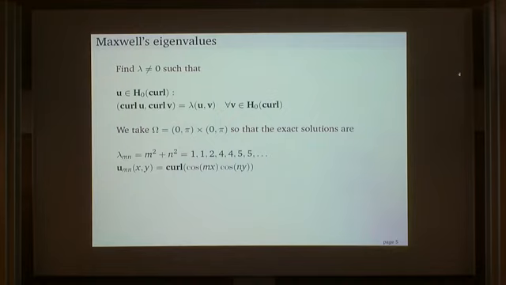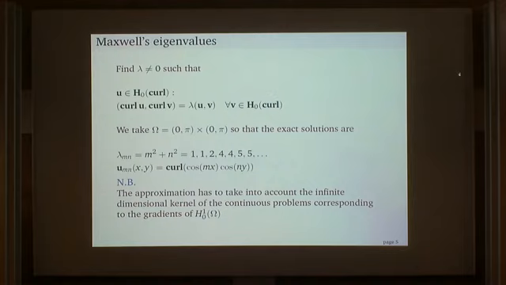So we start with a very easy example in 2D, a square, so that we know the exact solution. The exact solution corresponds to the Neumann eigensolution of the Laplace problem. So this is m squared plus n squared, with m and n positive. Then the eigenfunctions are just the curl of the eigenfunctions of the Laplacian. This is very well known. And of course, you have to take care of the infinite-dimensional kernel. We know that there will be a lot of zeros, and you want to forget about them and consider the others.